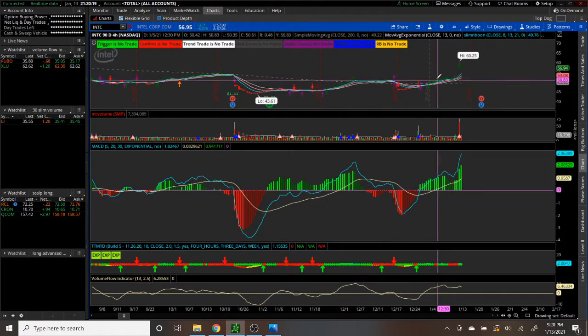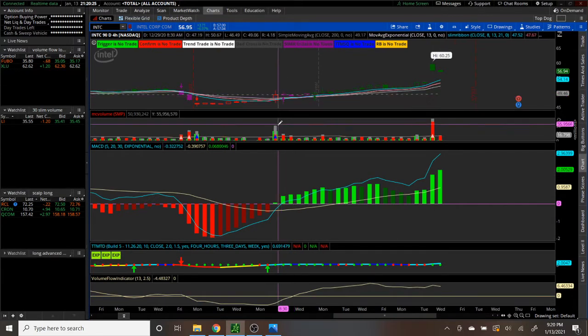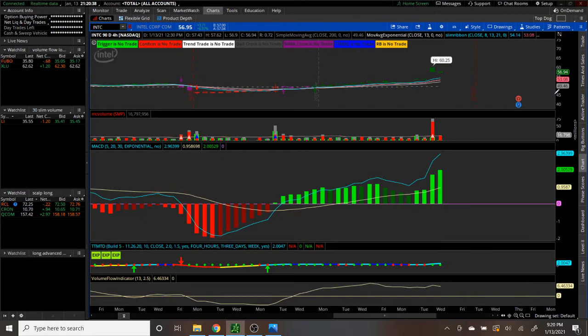If I go to the 4 hour, here it is. Here's the signal. Right, here's the signal. Lots of volume, shift of momentum. This thing turns bullish. We have a squeeze. We have the volume flow go up, right? And it was a slow mover, but it's okay.